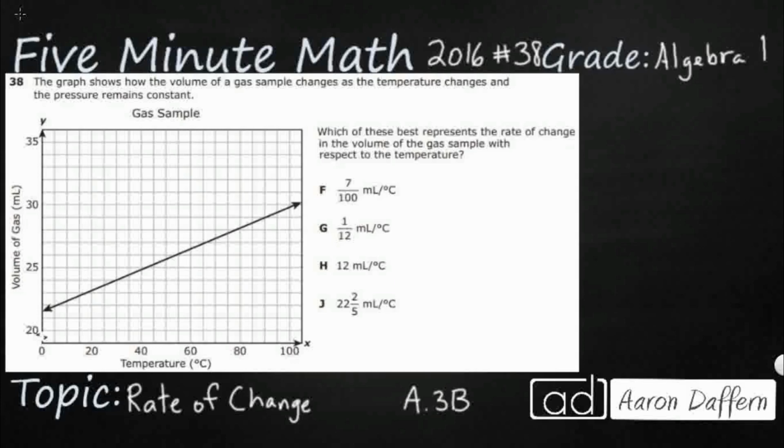Today we are looking at the Algebra 1 concept of rate of change. This is standard A.3B in the great state of Texas, and we are using item number 38 off the 2016 released STAAR test. If you haven't done so already, please go ahead and take a moment to pause the video, work this problem out on your own, unpause it, and we will look at our answers together.